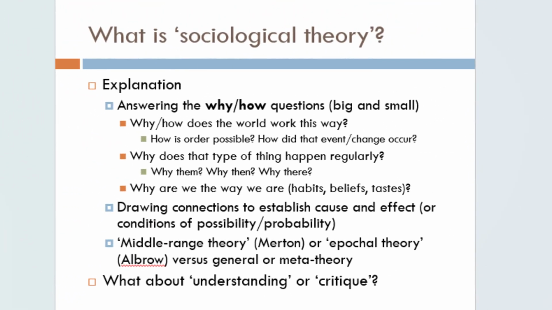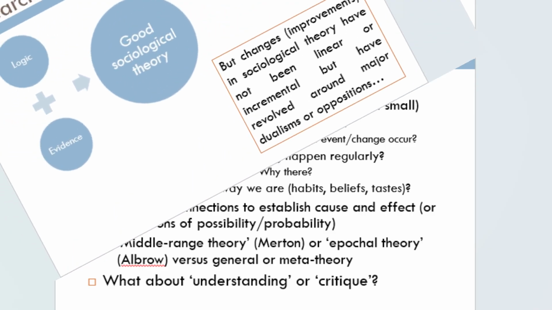Explanation. At its core, theory tries to answer why and how questions. Why does the world work this way rather than another? How is social order possible? Why does this pattern persist? Why here? Why now? Some theories aim for causal explanation, others aim for interpretation or understanding. Others are explicitly critical. They ask not just how things work, but whether they should. So when you read theory, it's always worth asking, what kind of explanation is this actually offering?